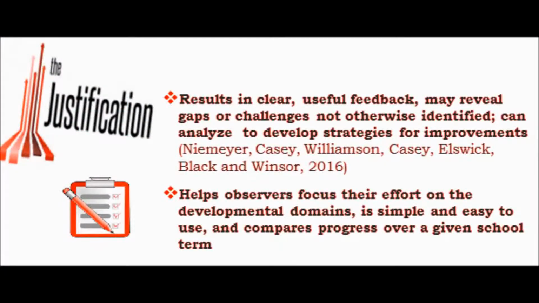The justification for the inclusion of the checklist is that it provides results that are clear and useful feedback which may reveal gaps or challenges not identified by other observational tools. The checklists help observers to focus their effort on developmental domains being assessed. It is relatively simple and easy to use and is a validated instrument that compares assessments and progress over a given school term. Using data collected from the checklist, teachers can analyze it and develop strategies to modify or improve the delivery of instruction for higher levels of students' achievement.